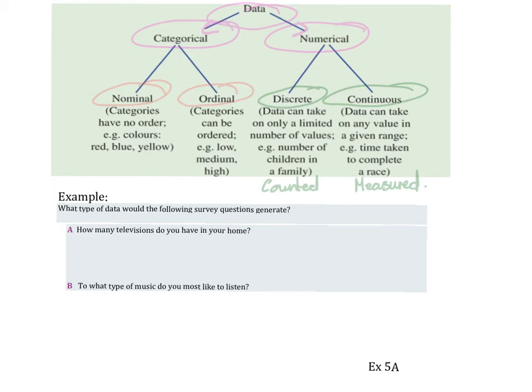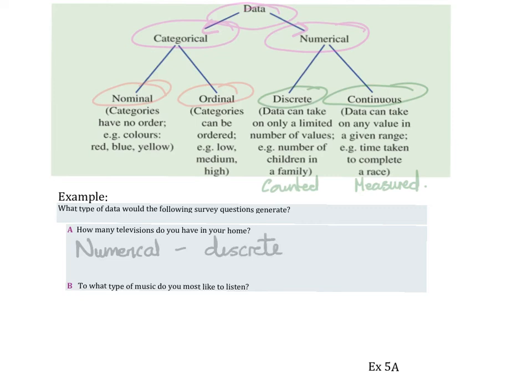Looking at the first example here, the question asks what type of data would the following survey questions generate? So, how many televisions do you have in your home? How many televisions? So we're talking numerical. I think it's pretty obvious there that that is numerical. Now, can that numerical data be counted or measured? How many televisions? Well, wouldn't we be counting them? So therefore it is discrete data.